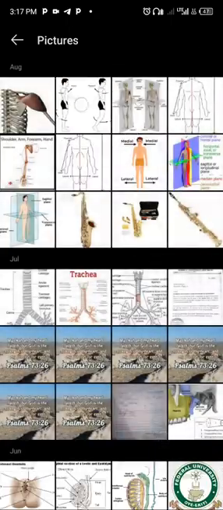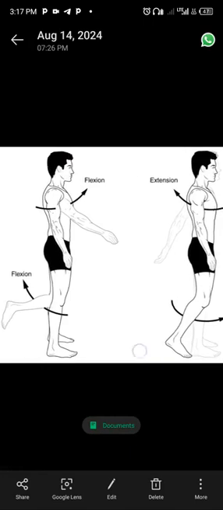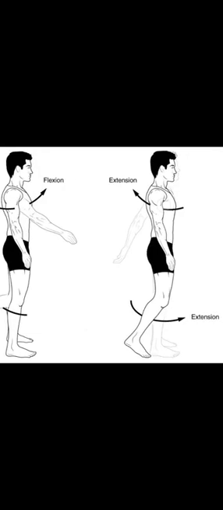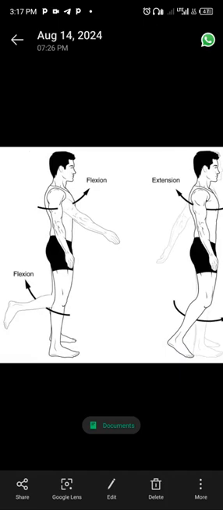Alright, so another thing I will talk about is flexion and extension. You can see that in this diagram here. You can see the leg being flexed, and you can see extension being carried out here. So what is the difference between flexion and extension? It's very simple. Flexion is a kind of movement in which the angle at that joint is being decreased.